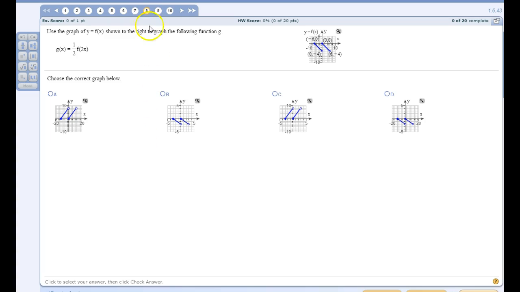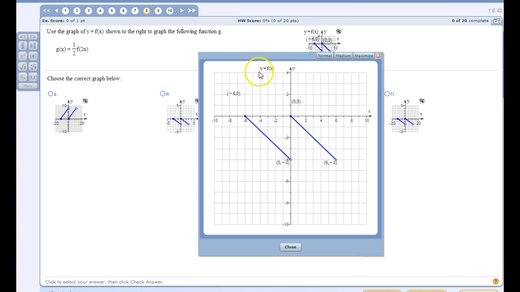This is problem number 8 in 1.6, and what we're being asked to do here is to take this graph, I'm going to blow it up here. This is f of x, looks like a piecewise function, two different lines kind of stuck together, and we're going to take this function and use it to graph this function using transformations. So this says 1/2 f of 2x.